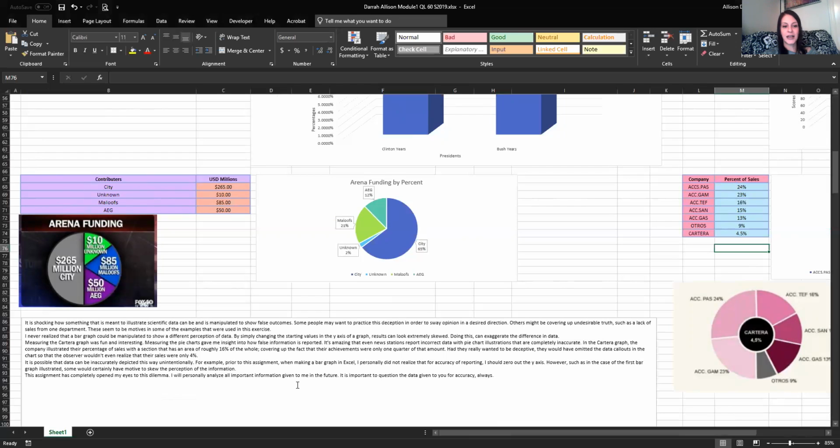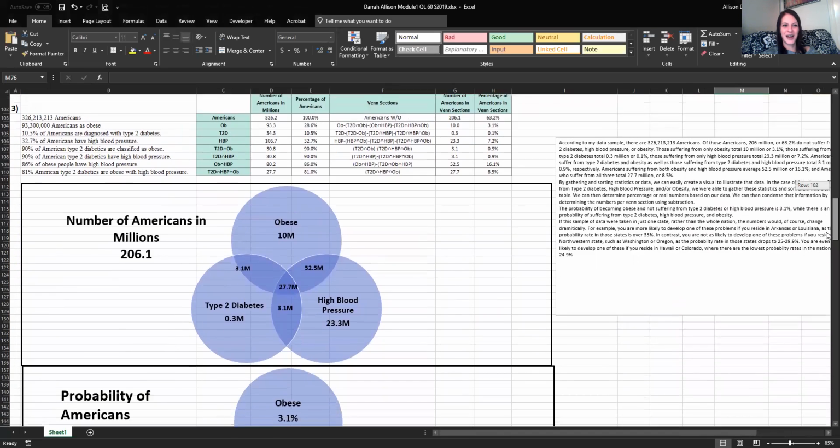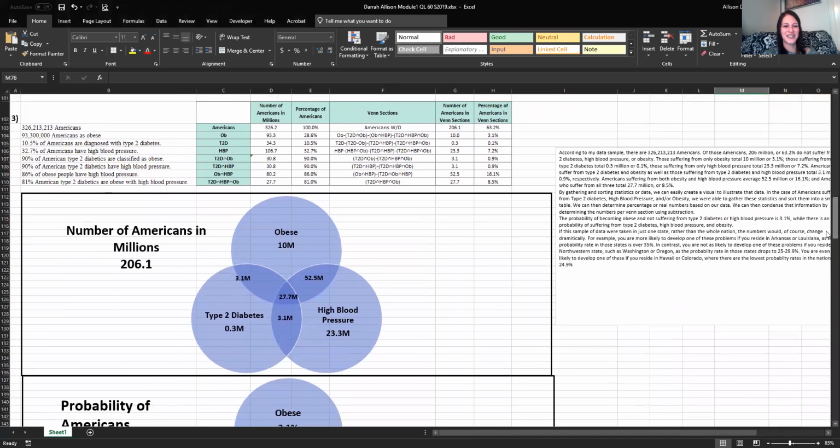I will personally analyze all important information given to me in the future. It is important to always question the data given to you for accuracy, which is something I'm actually learning at work a lot too, because I do work with a lot of scientists. I will be talking to them about some statistic I read online, and they completely question it every time. They ask me more and more questions about it, and they put me on the spot, and they're really showing me the importance of doing something like that.